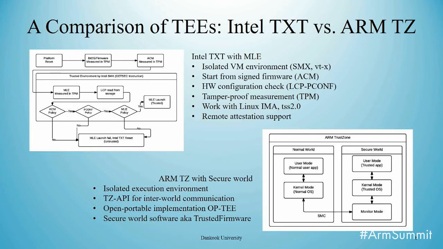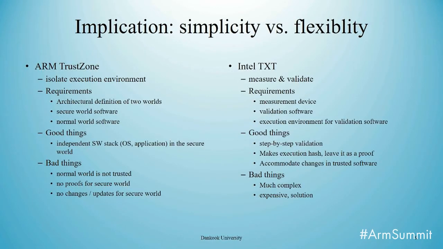While ARM TrustZone with the secure world is just an isolated execution environment. A TrustZone API exists for the interface between the two worlds, for inter-world communication, and it supports an operating system and trusted applications. So it is a full, separated stack. ARM has also opened an open-source version, Trusted Firmware, as part of the secure world software. So the implication is simplicity versus flexibility.